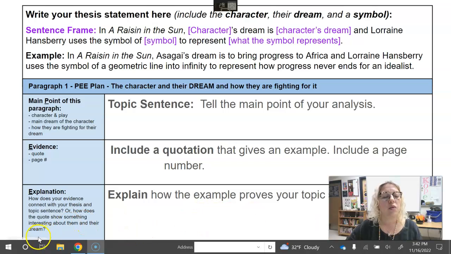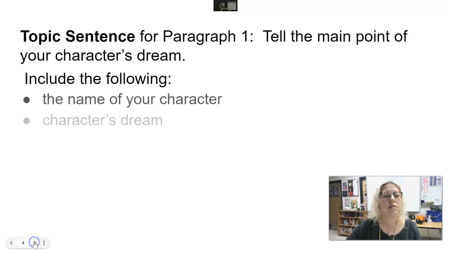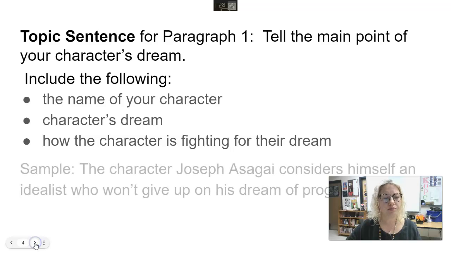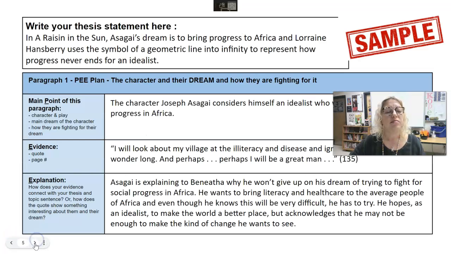Okay, so here are some tips for your topic sentence first, and then I'll show you my sample, which is also in your packet. So make sure you've got the name of your character for this first topic sentence, your character's dream, and then how the character is fighting for their dream. And so here's my sample on Asagai. The character, Joseph Asagai, considers himself an idealist who won't give up on his dream of progress in Africa.